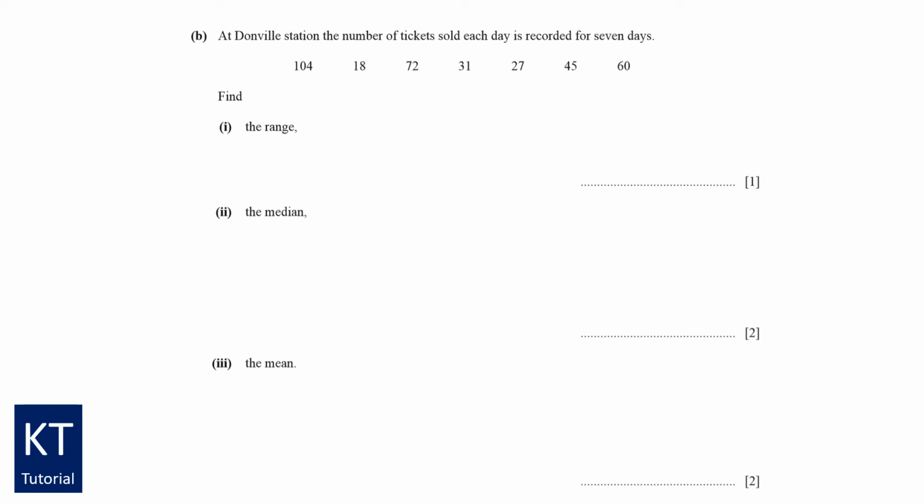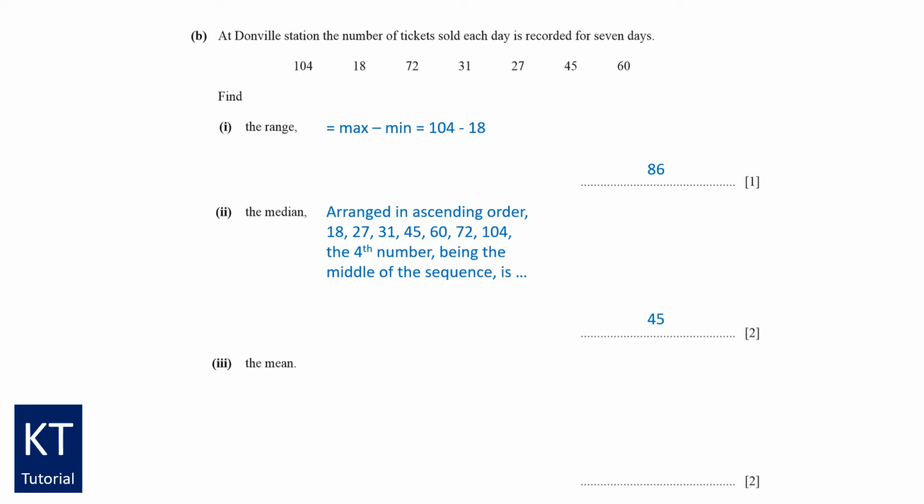Question 3b. At Donville Station, the number of tickets sold each day is recorded for 7 days. Find the range. This is the difference between its maximum and its minimum, which is 86. Next, find the median. Arrange in ascending order. The fourth number, being 45, is its median. Next, find the mean. The mean is the sum of all the numbers divided by 7.